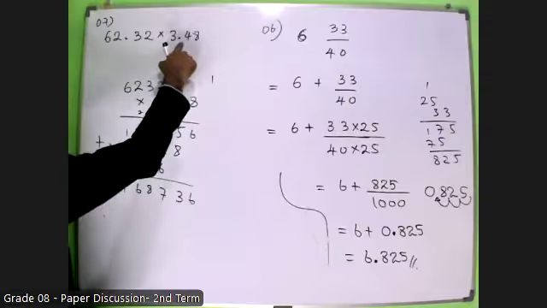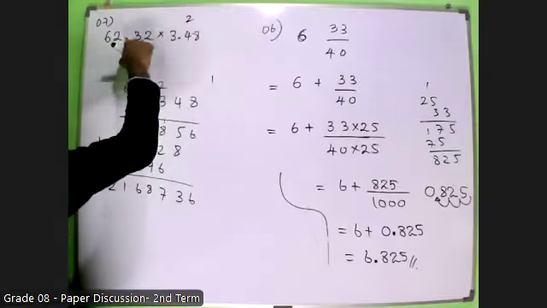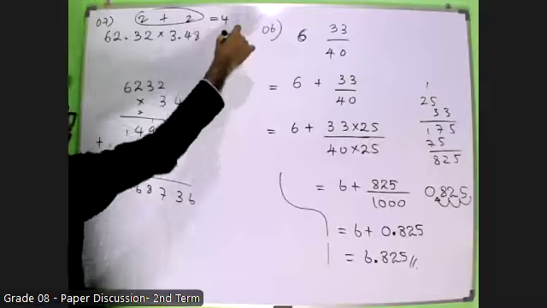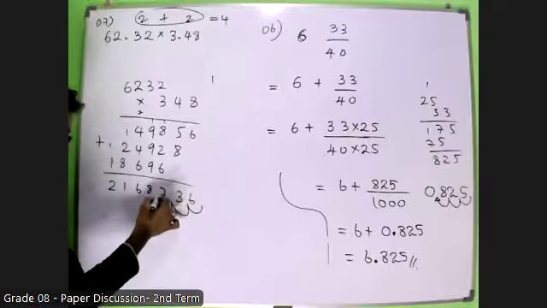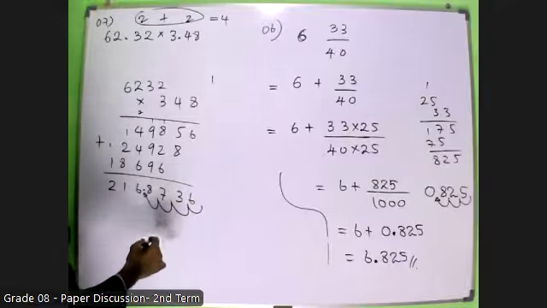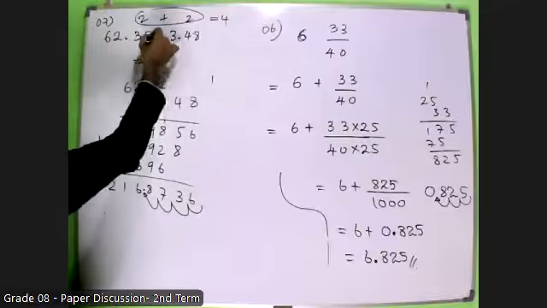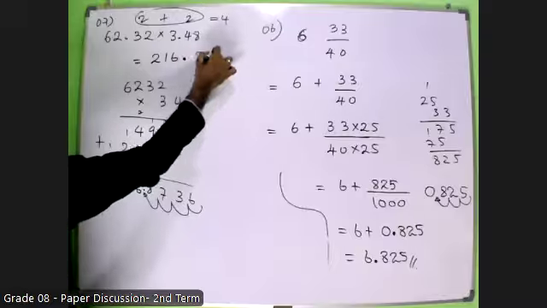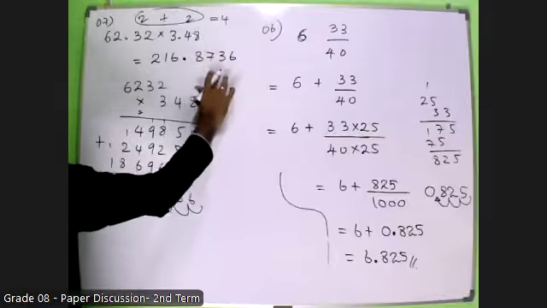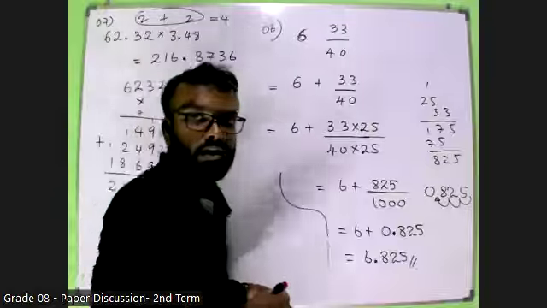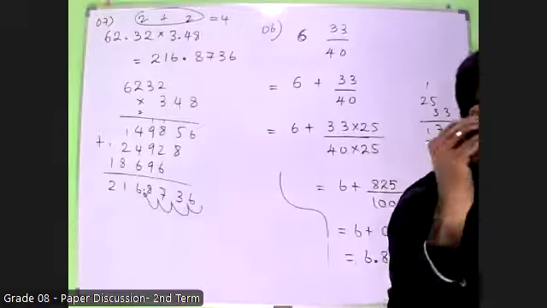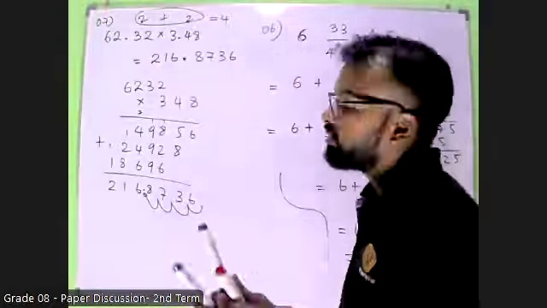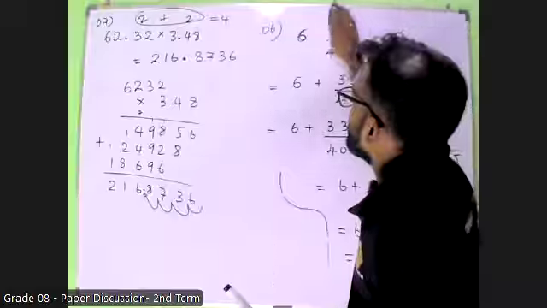So I have to allocate decimal places. Here you have two decimal places, here you have two decimal places, so all together I have to allocate 4 decimal places: 1, 2, 3, 4. So your answer for this one should be 216.876. I have done a lot of examples in the class. If you cannot remember, you have to watch the video or refer to the notes. Right, 7.